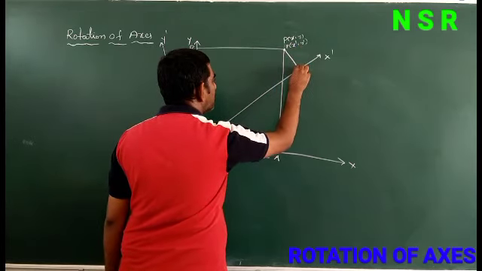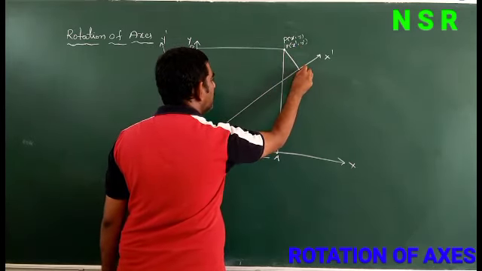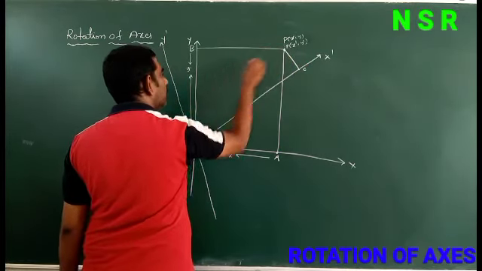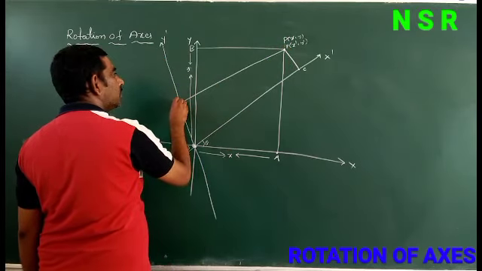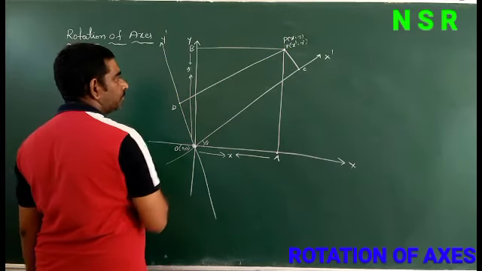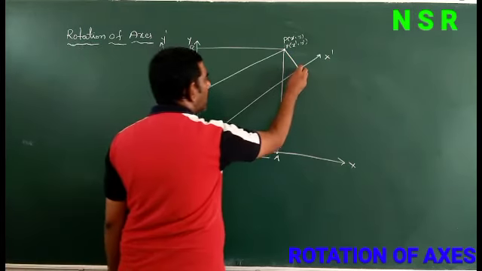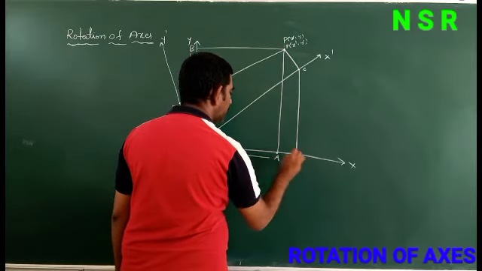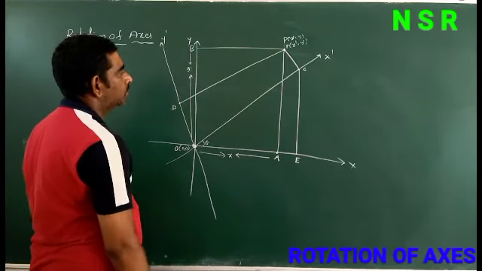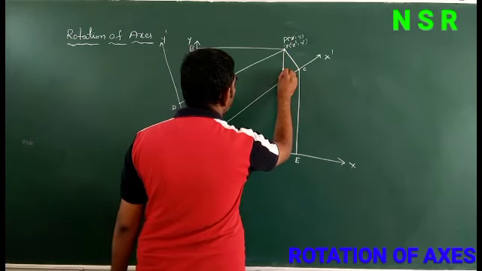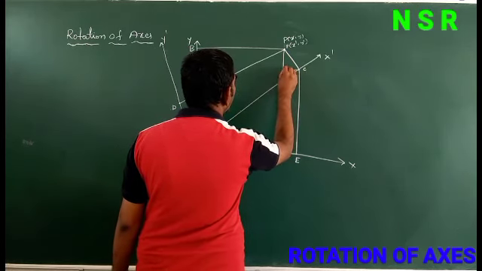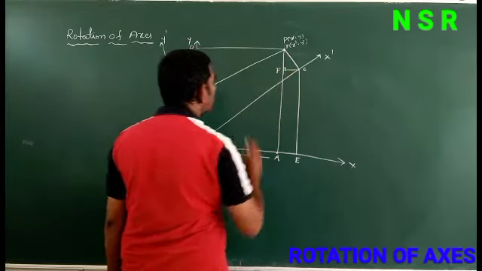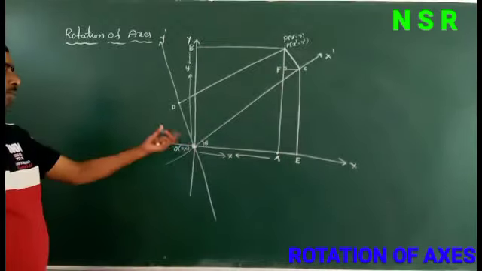Now take this point C, and draw a line from P to y dash, that is D. Now draw a line from C to here, that is E. So draw a perpendicular line here. This is F. Now here we apply one concept.